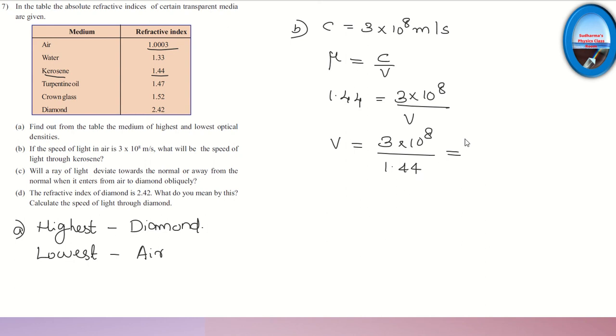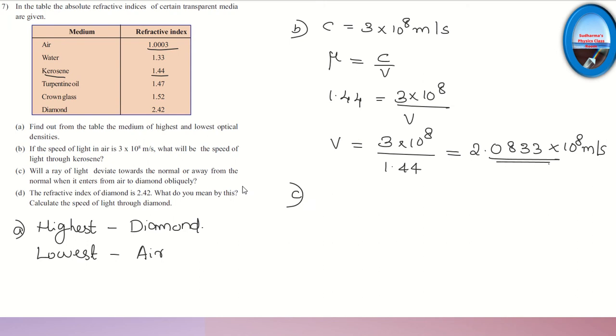Once you calculate the value, you will be getting the answer as 2.0833. Up to 2 decimal is enough. I'm just writing it into 10 power 8 meter per second. So speed of light through kerosene is 2.08333 into 10 power 8 meter per second. So this is the method to calculate it. It is a direct question. This is there in the syllabus.